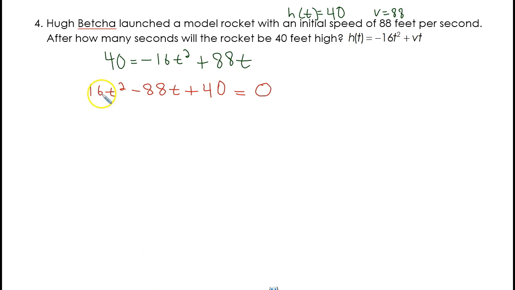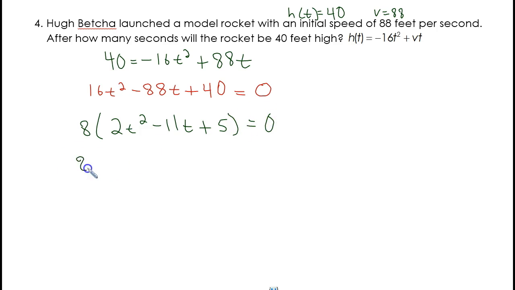Now, the first step of factoring is to look for a common factor. So I'm going to ask myself, what divides evenly into 16 and 88 and 40? You may think 4 goes into all three of these terms, but 4 is not the largest number that divides into each of them. 8 is, so we're going to factor out an 8. 16t squared divided by 8 is 2t squared. Negative 88t divided by 8 is negative 11t. And 40 divided by 8 is positive 5.